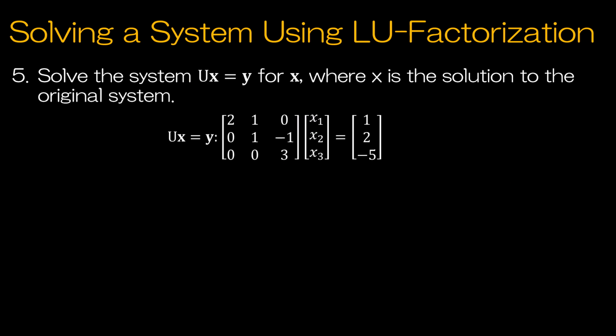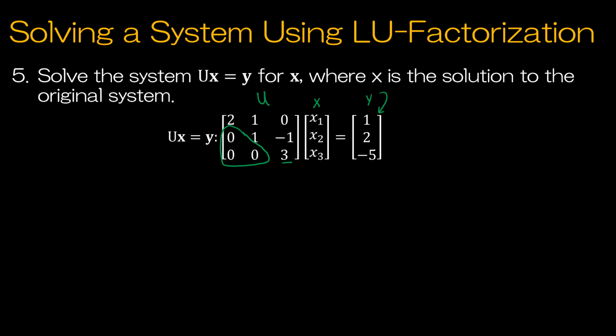That brings us to the last step, which is to solve the system UX equals Y. This is the same U we found previously. X is what we're trying to solve for, where X is the solution to the system, and Y is what we just found in step 4: 1, 2, negative 5. To solve this one, I'm going to use back substitution, which is what I'm used to, because again, I've got all the zeros down here, so it's an upper triangular matrix.